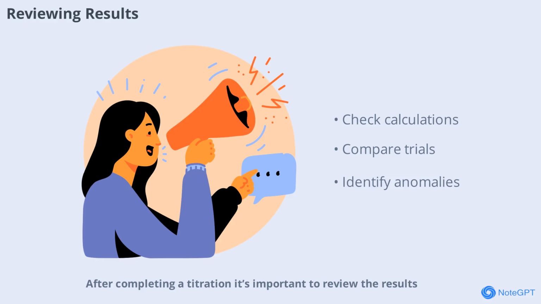After completing a titration, it's important to review the results. This involves checking calculations, comparing data from multiple trials, and considering any anomalies. Reviewing results helps ensure accuracy and provides insights for future experiments. It's a critical step in the scientific process.